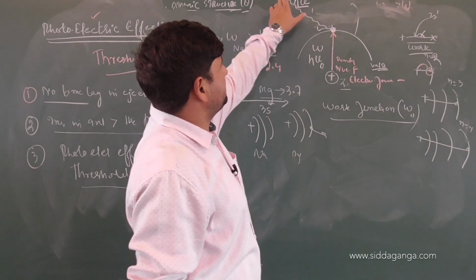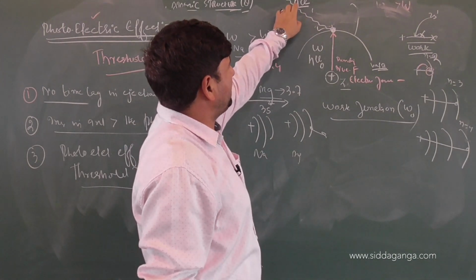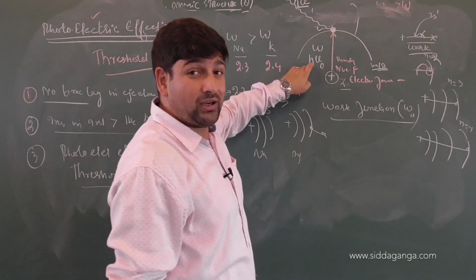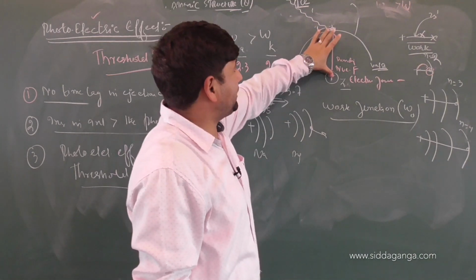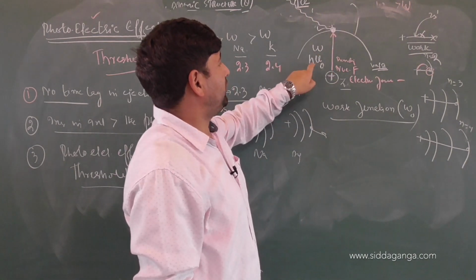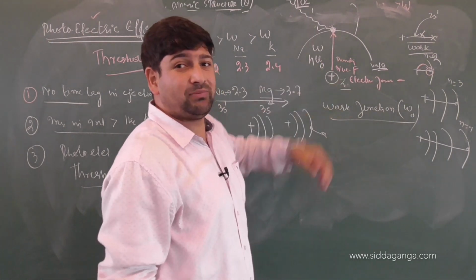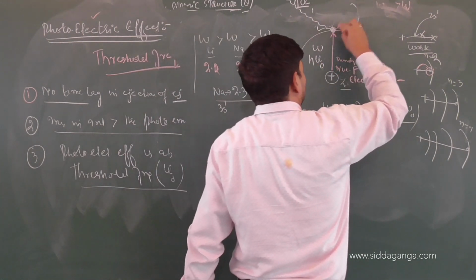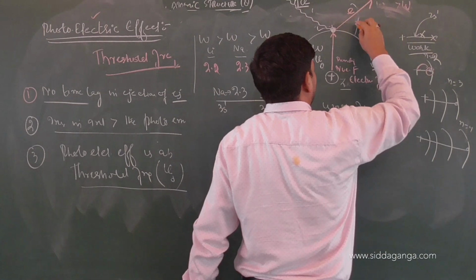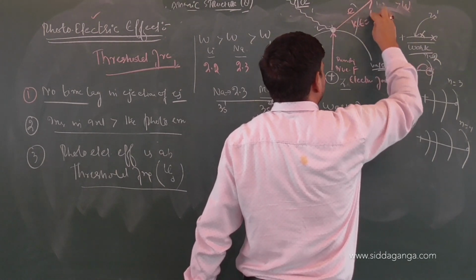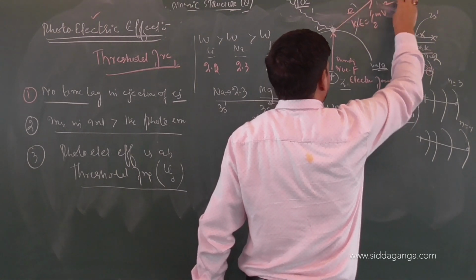So h nu is the amount of energy you have given. Out of that, the amount of energy used to break the nuclear force for photo emission was h nu naught. The rest of the energy will eject the electron out, and this electron will come out with some kinetic energy which is equal to half m v square.